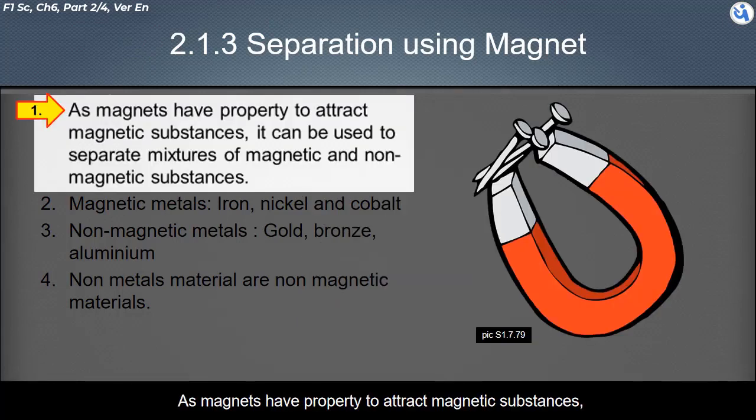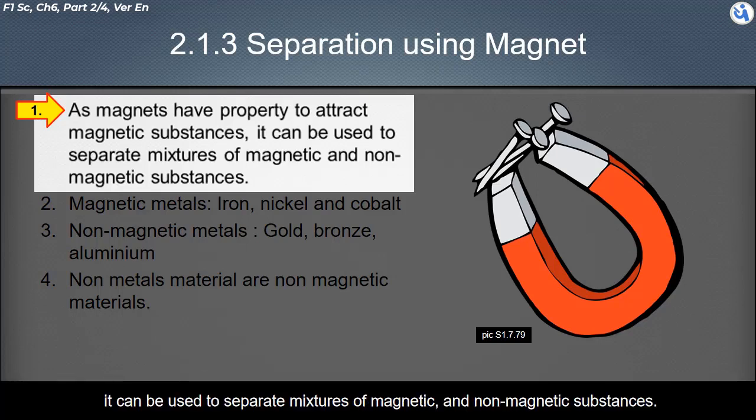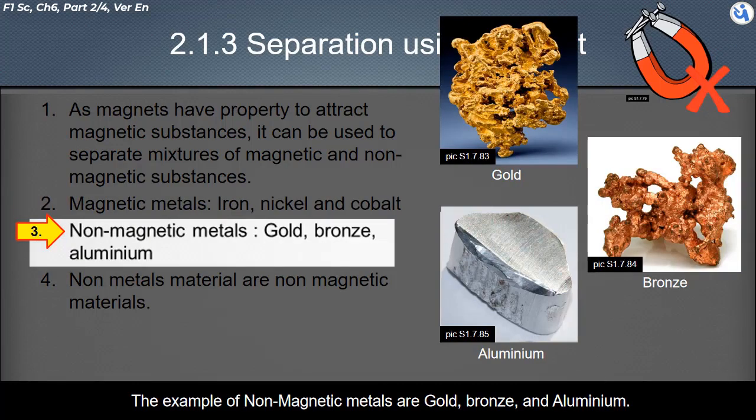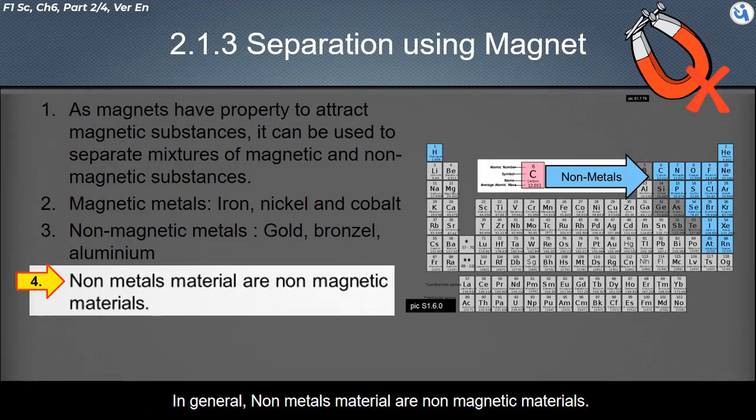As magnets have the property to attract magnetic substances, they can be used to separate mixtures of magnetic and non-magnetic substances. Examples of magnetic metals are iron, nickel and cobalt. Examples of non-magnetic metals are gold, bronze, and aluminium. In general, non-metal materials are non-magnetic materials.